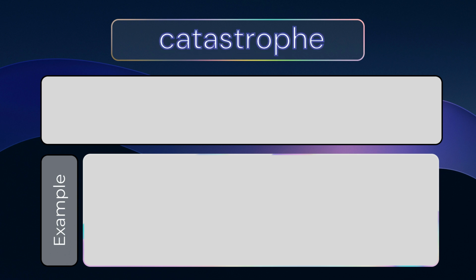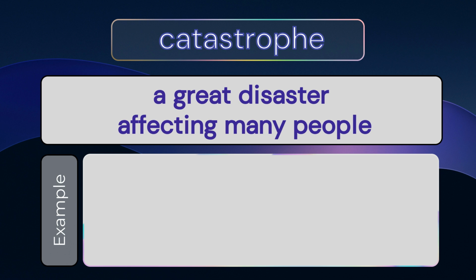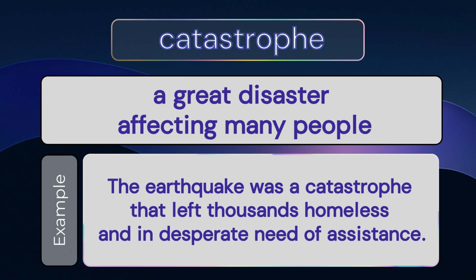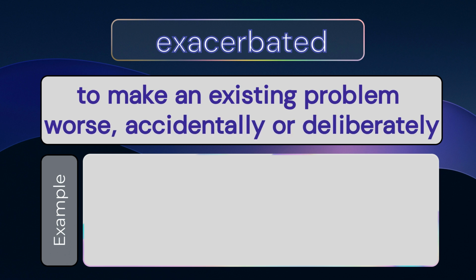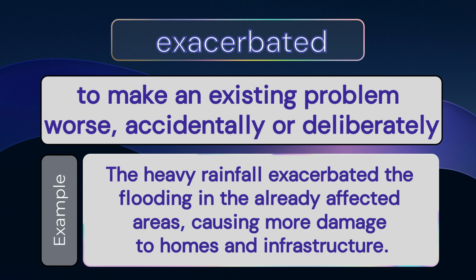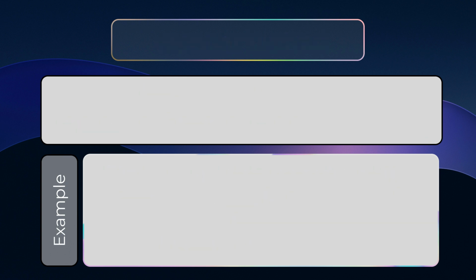Catastrophe. A great disaster affecting many people. Example: the earthquake was a catastrophe that left thousands homeless and in desperate need of assistance. Exacerbated. To make an existing problem worse, accidentally or deliberately. Example: the heavy rainfall exacerbated the flooding in the already affected areas, causing more damage to homes and infrastructure. Now we will present a sample academic essay that effectively incorporates these essential terms.